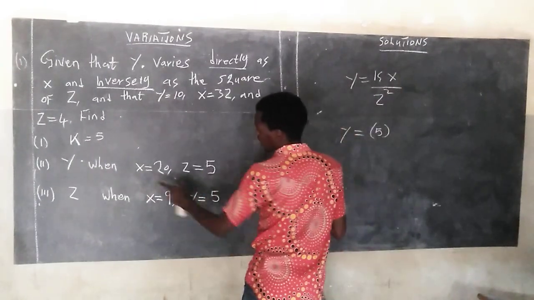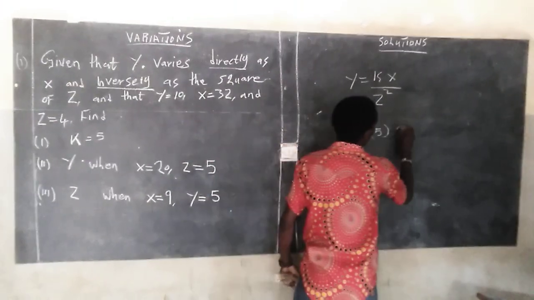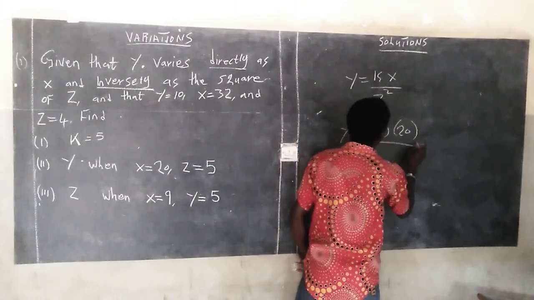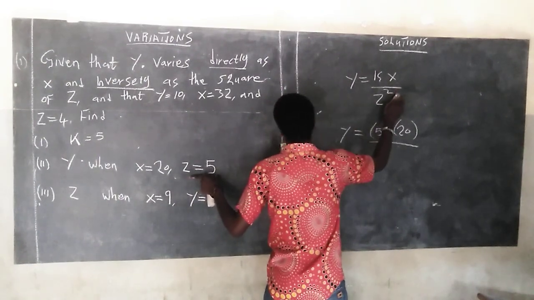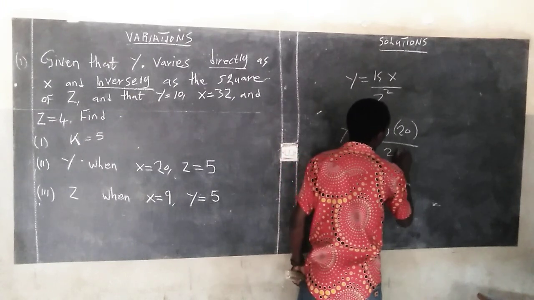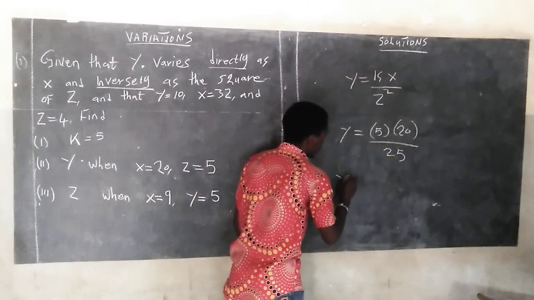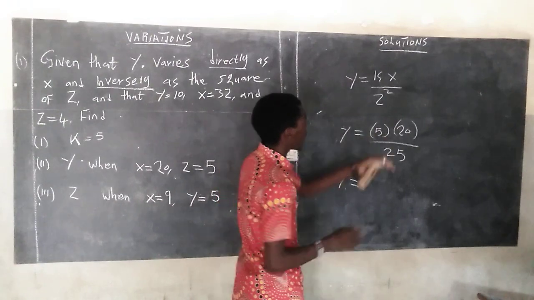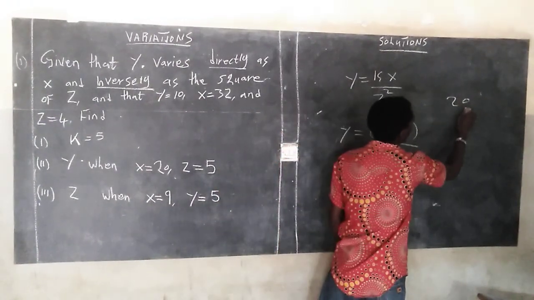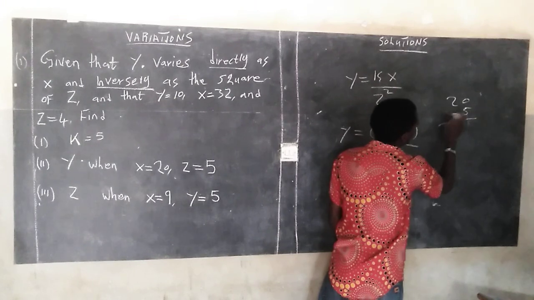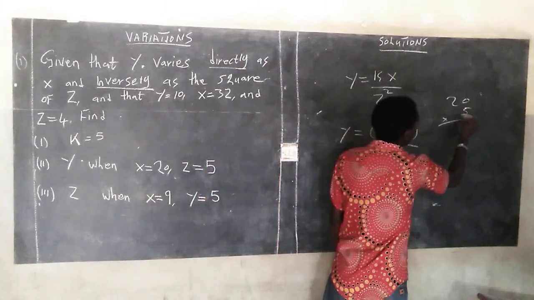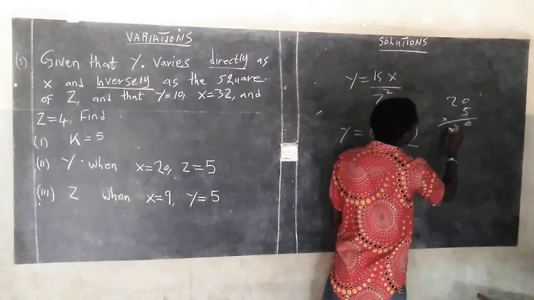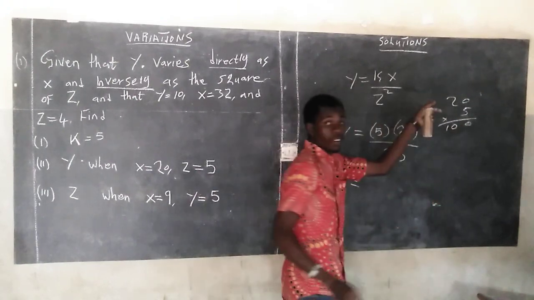What's our x? 20, we've been given 20. What's our z? Our z is 5, but it's z squared here, so 5 times 5 is 25. So y is equal to 5 times 20. 5 times 0 is 0, because any number multiplied by 0 is 0. 5 times 2 is 10. So I'm going to have 100 on top.